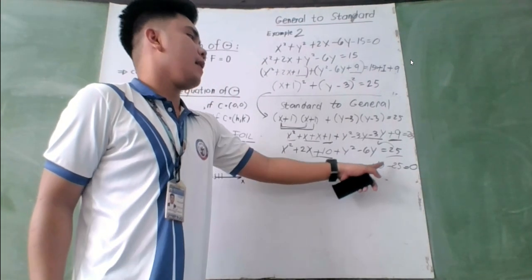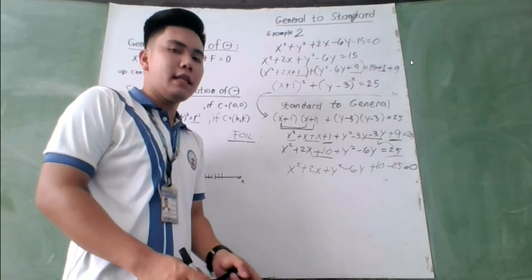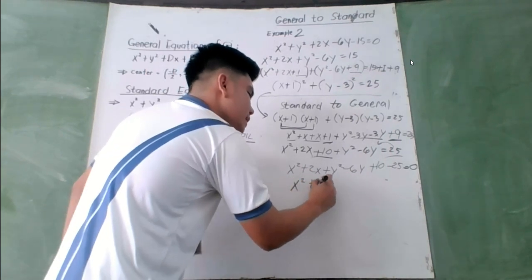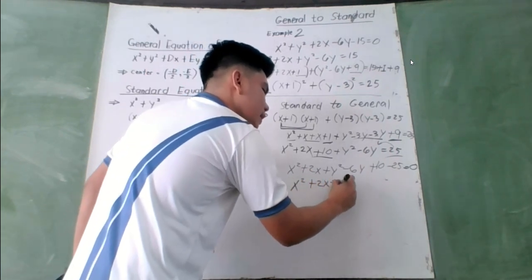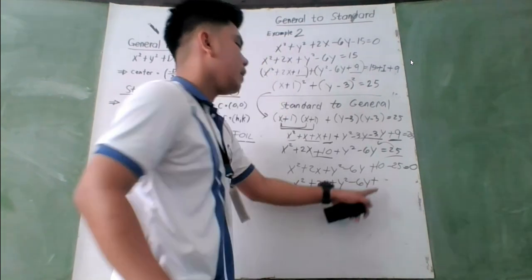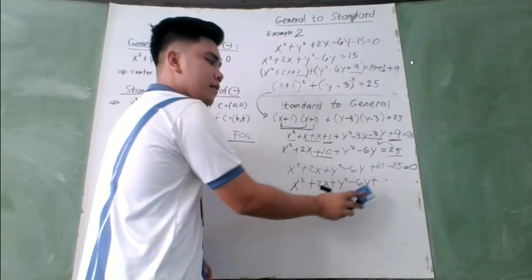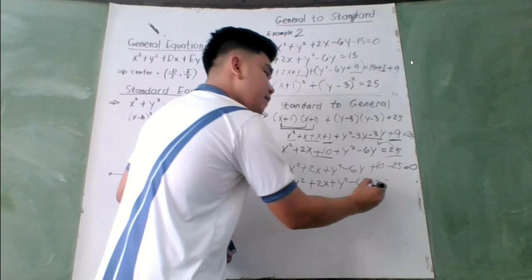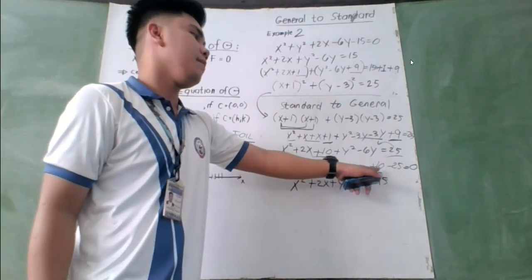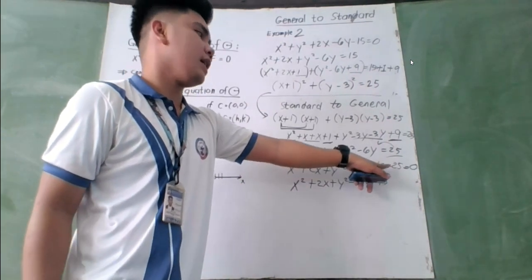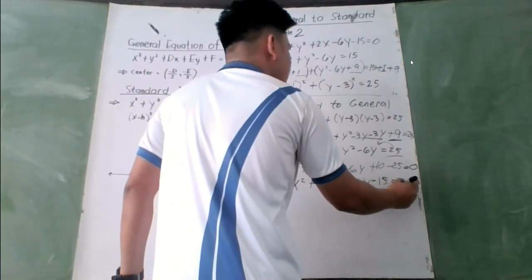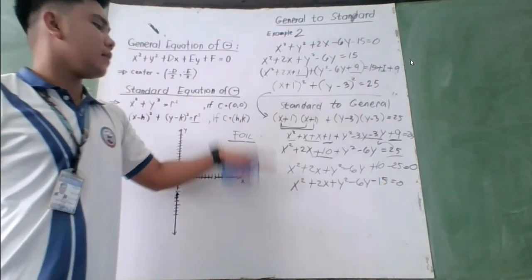So 10 minus 25, let us really do this step by step so that you can really follow the steps. Is it positive, negative? It becomes negative 15. 10 plus negative 25 is negative 15. Copy the sign of the greater number. Is equal to 0. Now, does it look like this now?